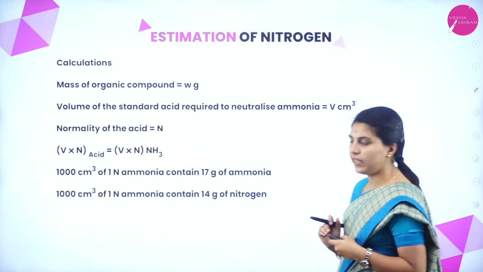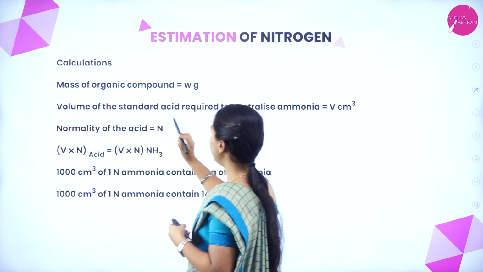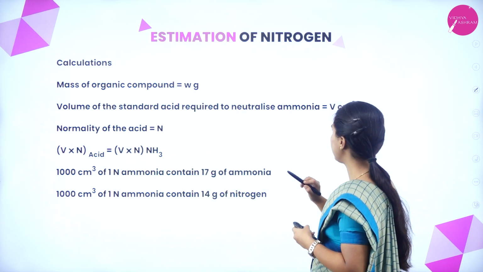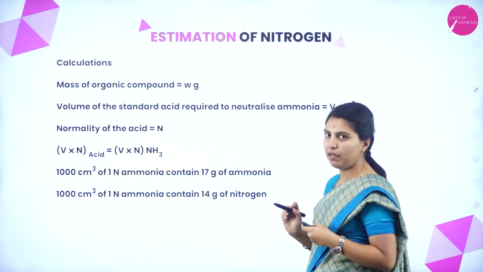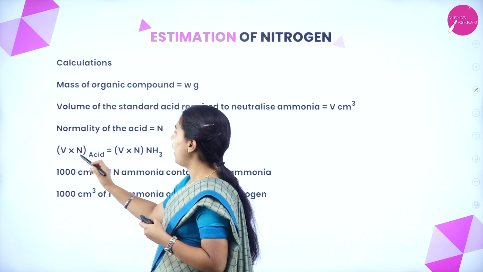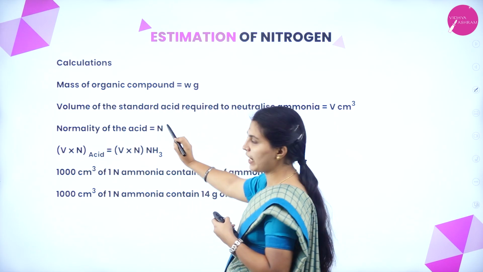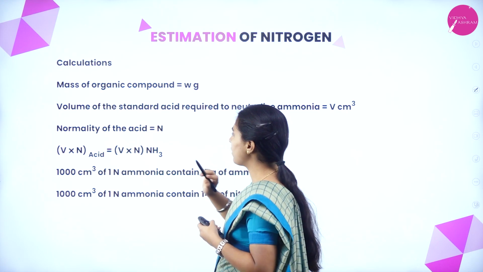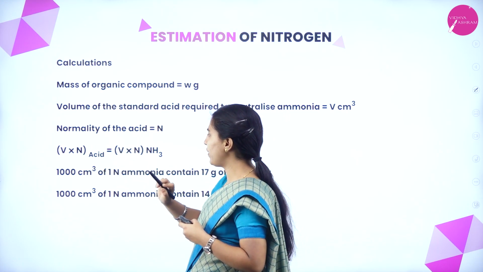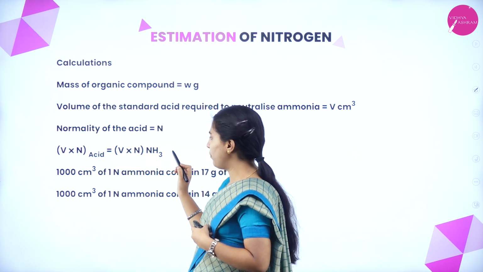Next is calculations. The mass of organic compound is W gram. The volume of the standard acid required to neutralize the ammonia is V cm cube. The normality of the acid is N, so V into N. This is the volume of standard acid required to neutralize ammonia, into the normality of acid, that is volume into normality of ammonia.